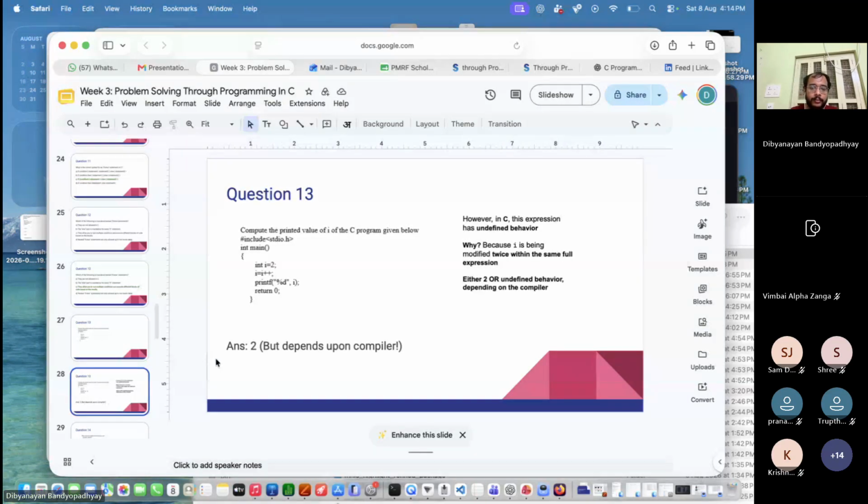So you understood the reason, I think, because I showed you in some other program also. If you are trying to modify the value of a variable twice in the same line, in the same operation step, then it will behave abruptly. Either it will increment or it will not, and it will depend on the compiler. So again, this kind of question. Is it clear?